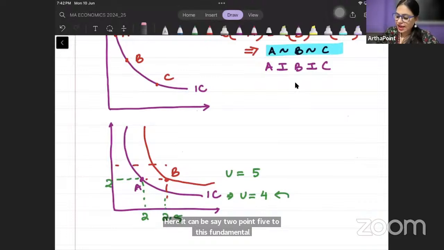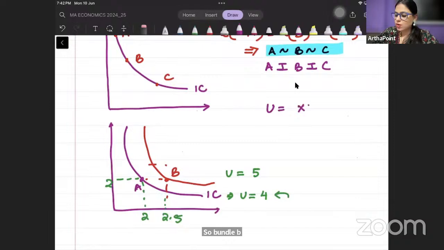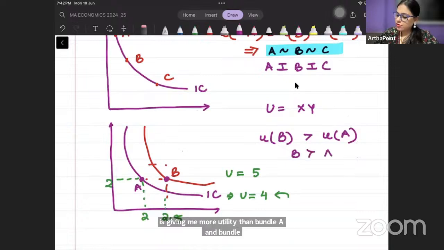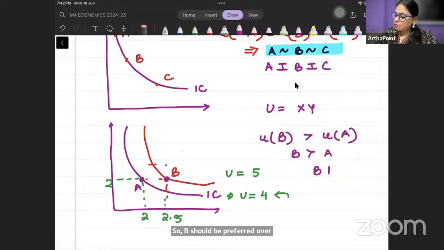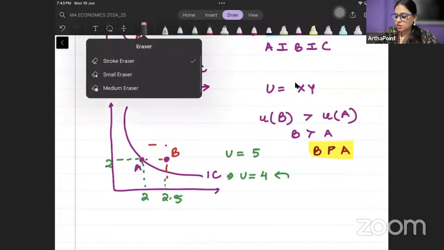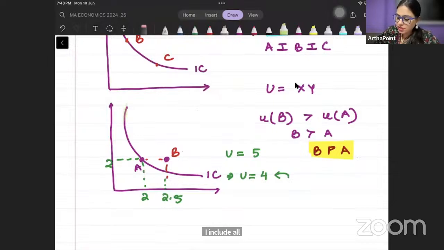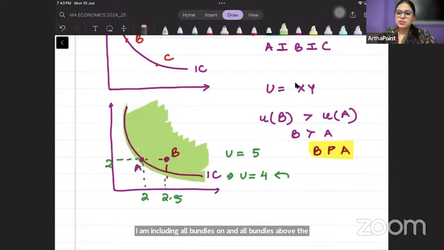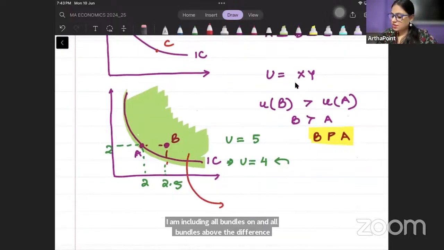So bundle B clearly has a utility of 5. My utility function is x into y. This is 2 into 2, 4. This is 2 into 2.5, 5. So clearly I know that bundle B is giving me more utility than bundle A. So B should be preferred over A. So B P A. P represents strict preference. Bundle B is preferred over bundle A. And if I include all these bundles together, that means I am including all bundles on the indifference curve and all bundles above the indifference curve. Then that space represents my weak preference.